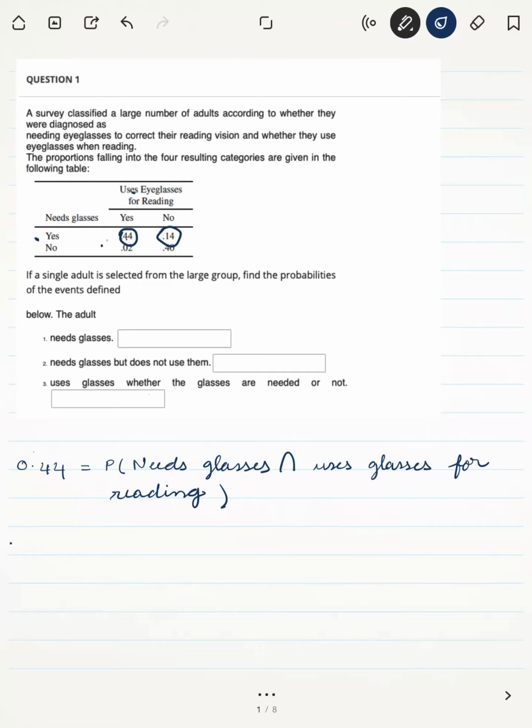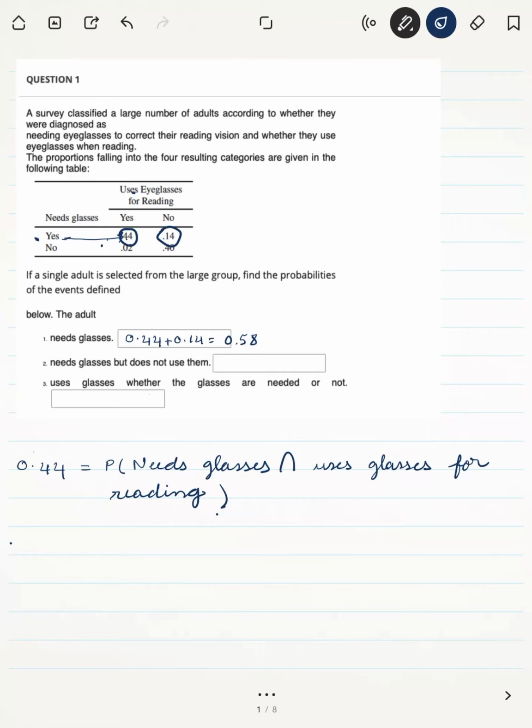Okay, now the question is saying if a single adult is selected from a large group, find the probabilities of the events defined below. The adult needs glasses. Needs glasses, where do we find needs glasses? So needs, yes, needs. So this means I'm going to add the probabilities in this row for needing glasses. So it's going to be 0.44 plus 0.14, which is going to be 0.85.